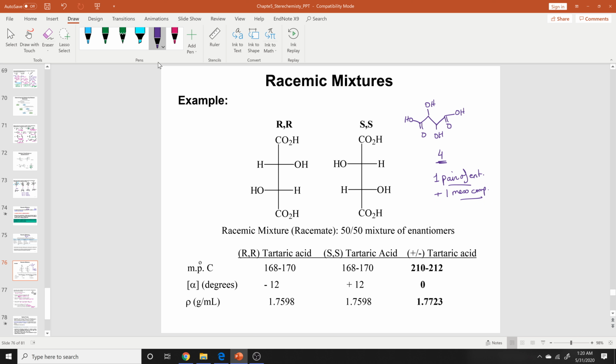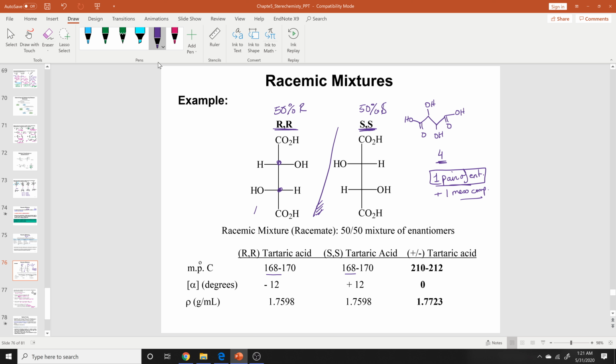We had 1 pair of enantiomers and 1 meso compound because we were able to draw a plane of symmetry. Now for the pair of enantiomers, if you do the configuration, one is going to be RR and its mirror image is going to be SS. So this is going to be 50% R, 50% S. When I combine these two enantiomers with each other, I'm going to end up getting a racemic mixture.